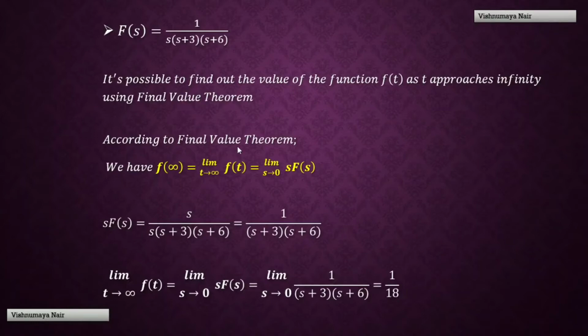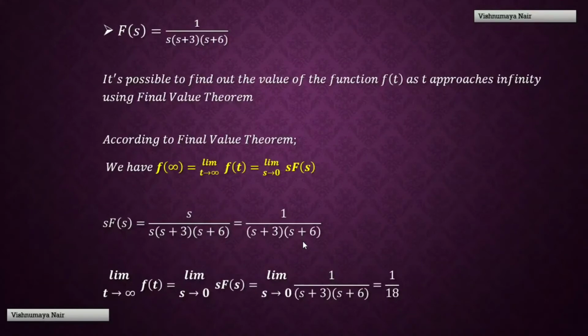So according to the final value theorem, we have f of infinity is equal to limit t tends to infinity f of t, which is equal to limit s tends to 0 s f of s, right? So let's first find out s f of s. So s into f of s is equal to s into 1 by s into (s plus 3) into (s plus 6). So s by s into (s plus 3) into (s plus 6), which is equal to 1 by (s plus 3) into (s plus 6).